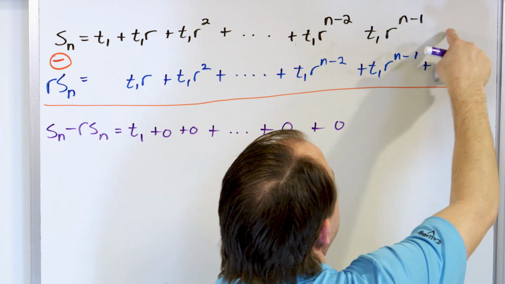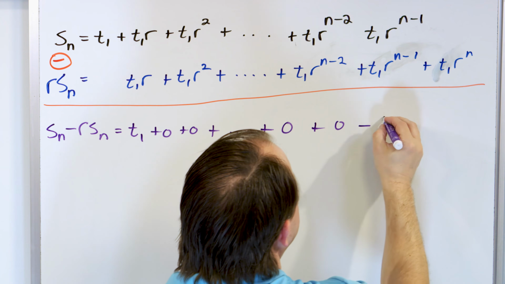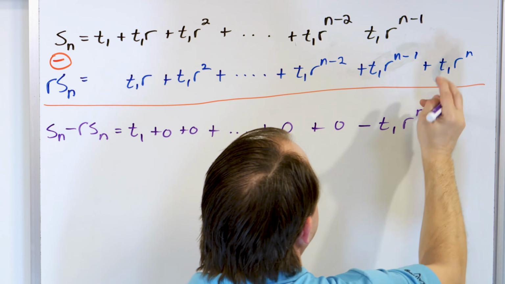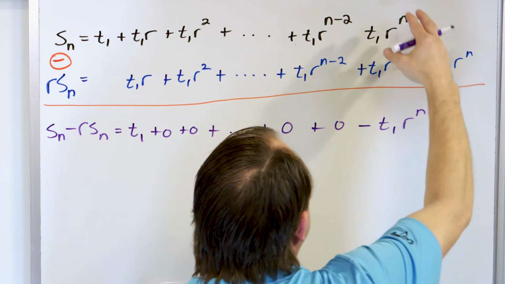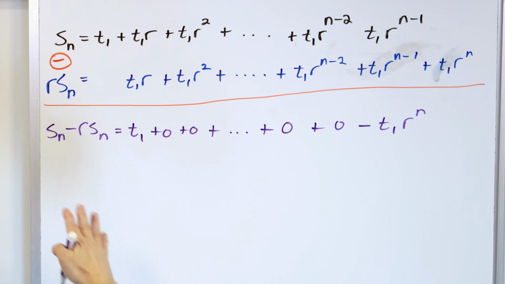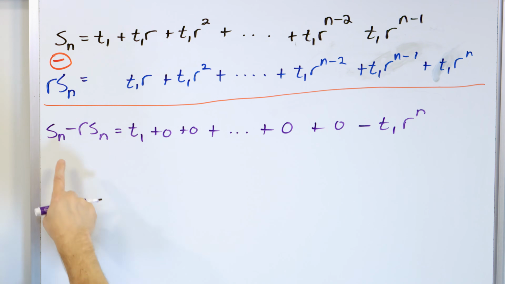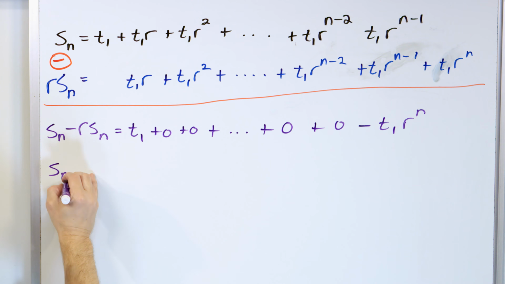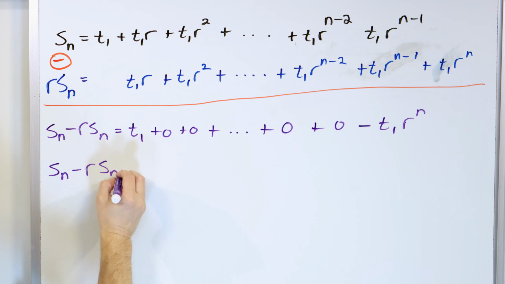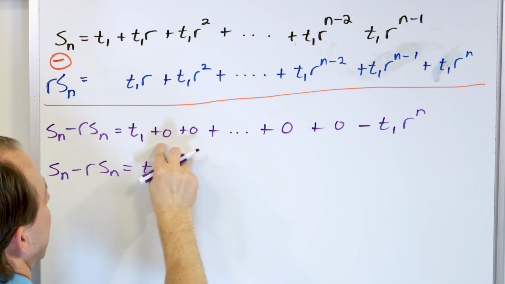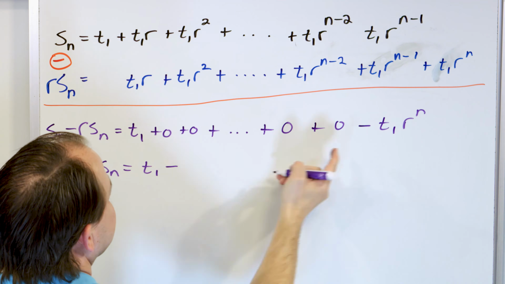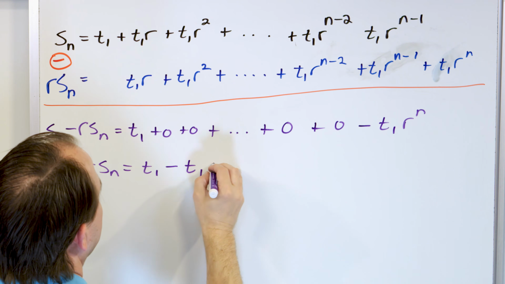Here's a 0 up here minus this one. It has to be a negative t1r to the nth because it's 0 minus this, as I'm subtracting everything. So really everything canceled in the whole thing except for all of this stuff. So I have S_n minus rS_n equals t1, all of this is 0, minus this, t1r to the nth.